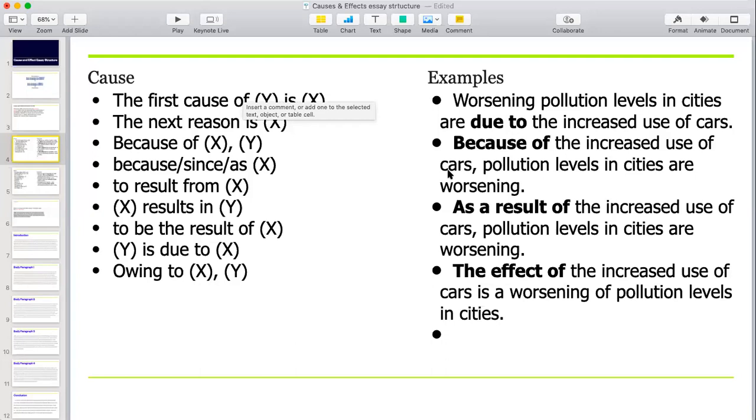Let's read the next example. Because of the increased use of cars, pollution levels in cities are worsening. Again, the problem is pollution and the cause is increased use of cars. The same here. As a result of the increased use, the effect of. So, while you are writing your outline or your draft or your essay, you need to use these words so that the reader understands whether you are talking about the cause or the effect.